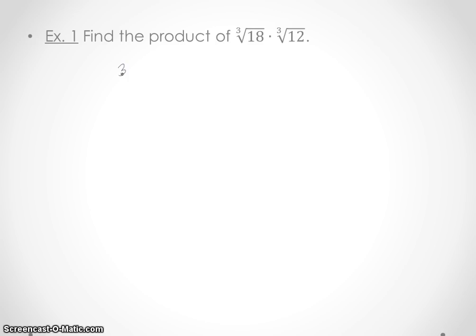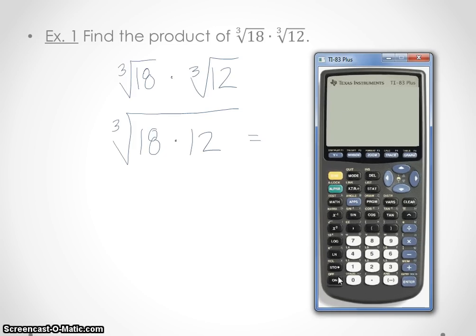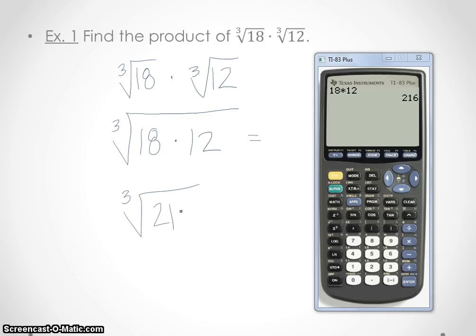So what we're going to do is we're going to rewrite this. So we have the cube root of 18 and the cube root of 12. We're going to multiply them together. So we have the cube root, we're just both going to put them under one house here. So 18 times 12, and then we got to actually do that. So let's grab our calculators here. All right. So 18 times 12, okay, is 216. So we need the cube root of 216.